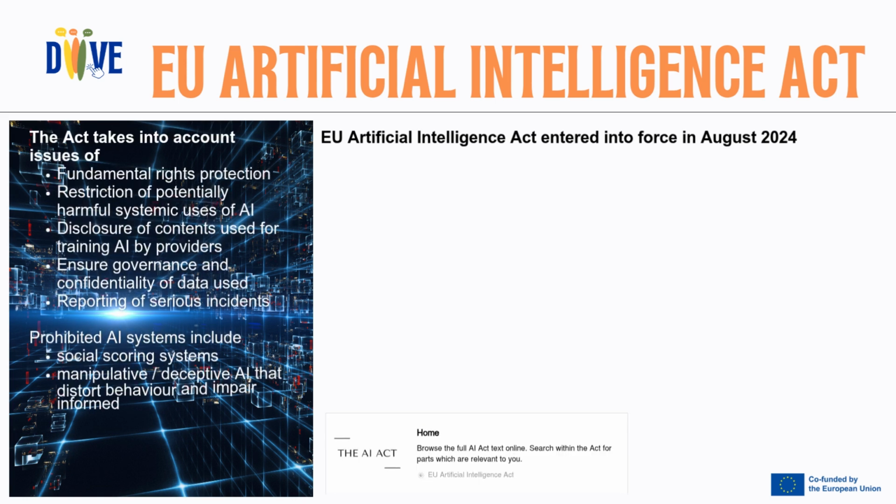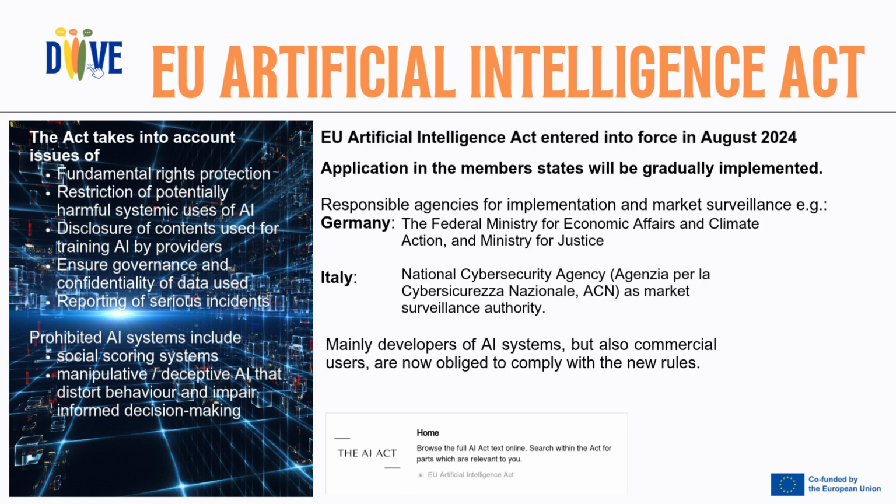The Act takes into account issues of fundamental rights protection, restriction of potentially harmful systemic uses of AI, disclosure of contents used for training AI by providers, governance and confidentiality of data used, and reporting of serious incidents. Prohibited AI systems include social scoring systems and manipulative or deceptive AI that distorts behavior and impairs informed decision-making. Application in the member states will be gradually implemented.